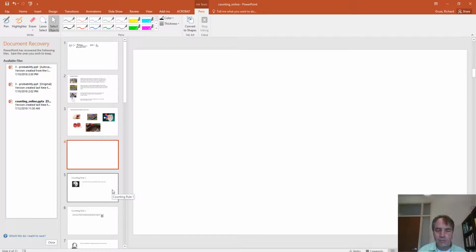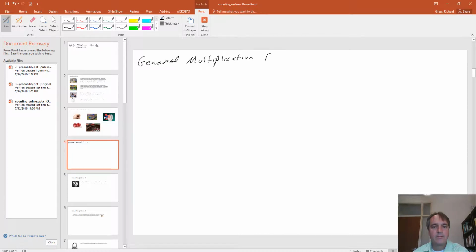But first, before we get into that, I want to review something about multiplication. When we are trying to calculate probabilities of events that happen in sequence, we tend to multiply them together. It's called the general multiplication rule.